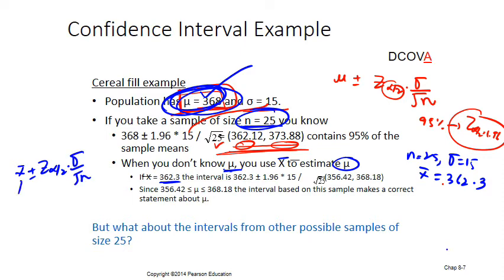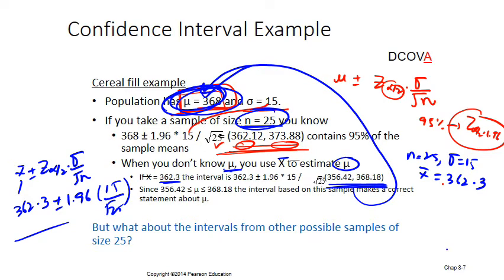So the formula will become x bar plus minus z alpha by 2 sigma over square root of n. Here we will substitute our sample mean: 362.3 plus minus 1.96, which is from the z table, 15 over square root of 25, and when you develop this interval you will get this confidence interval, and you can see our population mean is 368 and it lies within this interval. Since this mu is between this and this interval, based on this sample makes a correct statement about population mean.